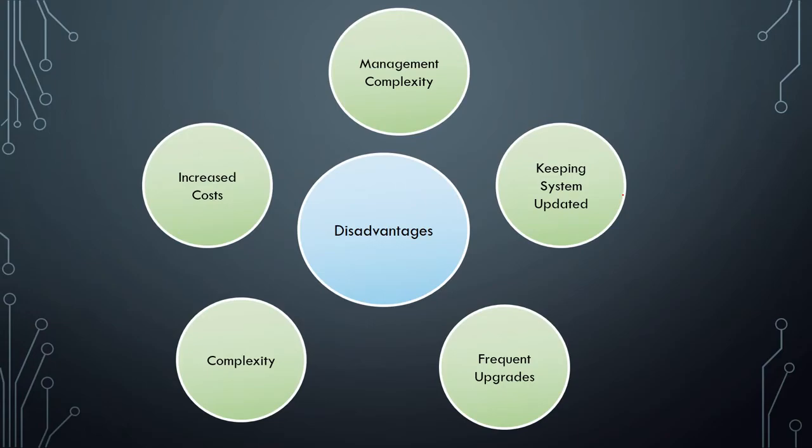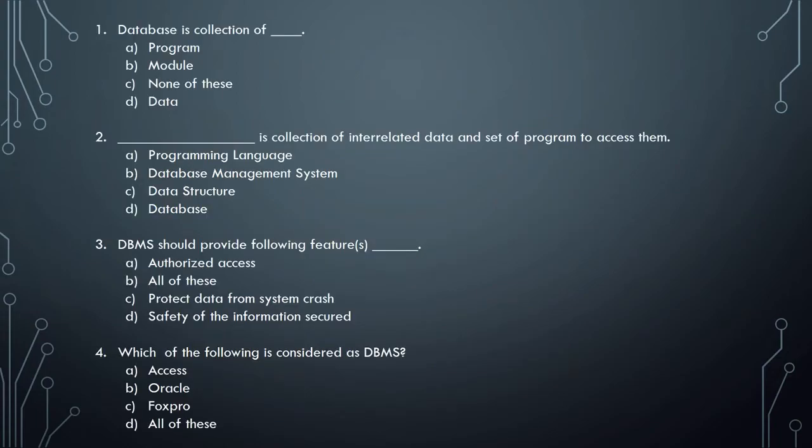So in today's lecture, we focus on the terminologies of DBMS, advantages of DBMS, then disadvantages of DBMS. Now we are having certain questions about DBMS. Now my first question is, database is a collection of. So basically what it is, database is a collection of data, right? And DBMS is a collection of program and data both, but database is a collection of data. Okay, so your answer is data. My next question, what is the collection of interrelated data and set of programs to access them, right? I told you before.